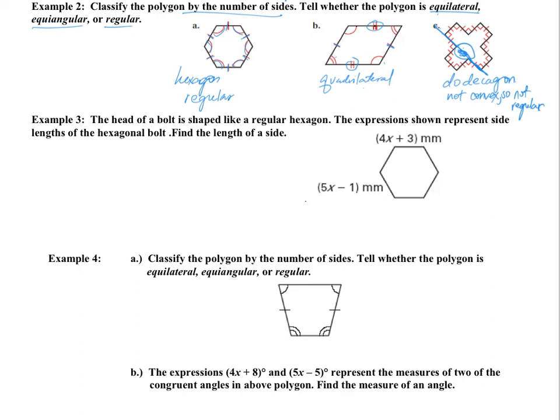Example 3. The head of a bolt is shaped like a regular hexagon. The expressions shown represent side lengths of a hexagonal bolt. Find the length of a side. Since this hexagon is regular, I'm going to set two sides equal to each other. So 5x minus 1 equals 4x plus 3. Then x equals 4. I can take any of these expressions. I'll take 5x minus 1, so that'll be 20 minus 1. So one side is 19 millimeters.